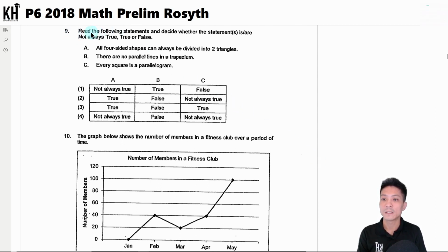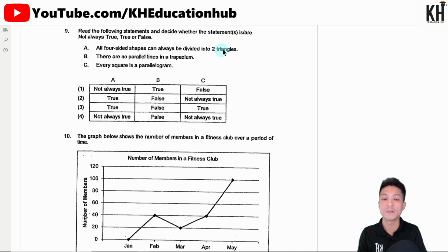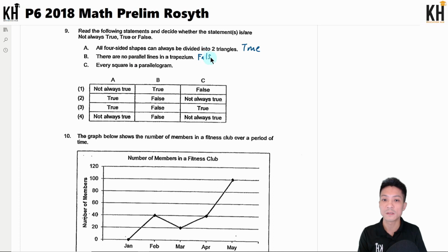Okay, question 9. Read the following statements and decide whether the statements is or are true, not always true, or false. All four-sided shapes can always be divided into 2 triangles. This statement is true. There are no parallel lines in a trapezium. This is false.